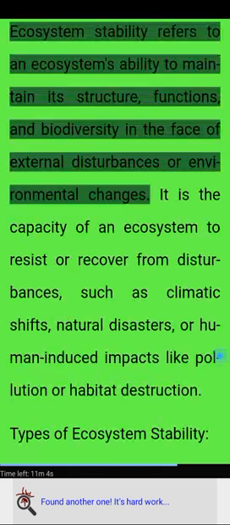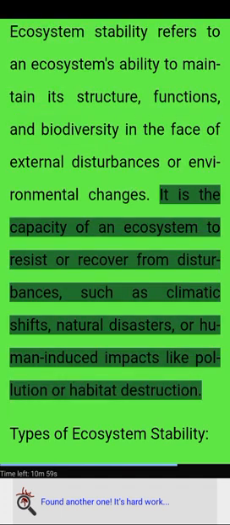1. Ecosystem stability. Ecosystem stability refers to an ecosystem's ability to maintain its structure, functions, and biodiversity in the face of external disturbances or environmental changes. It is the capacity of an ecosystem to resist or recover from disturbances, such as climatic shifts, natural disasters, or human-induced impacts like pollution or habitat destruction.